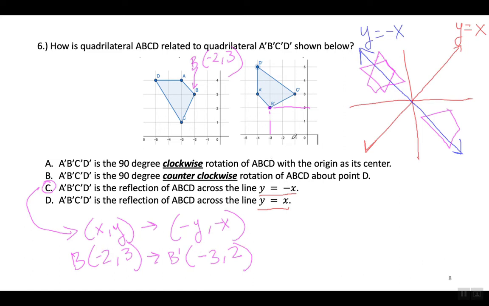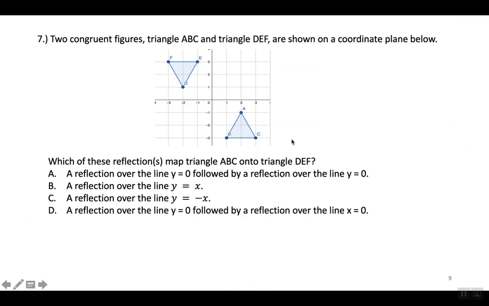Alright, let's move on to the next one. Alright, number 7. Two congruent figures, triangle ABC and triangle DEF, are shown on a coordinate plane below. Alright? So it says already that they're congruent. They're telling you they're congruent. Which of these reflections map triangle ABC onto triangle DEF?